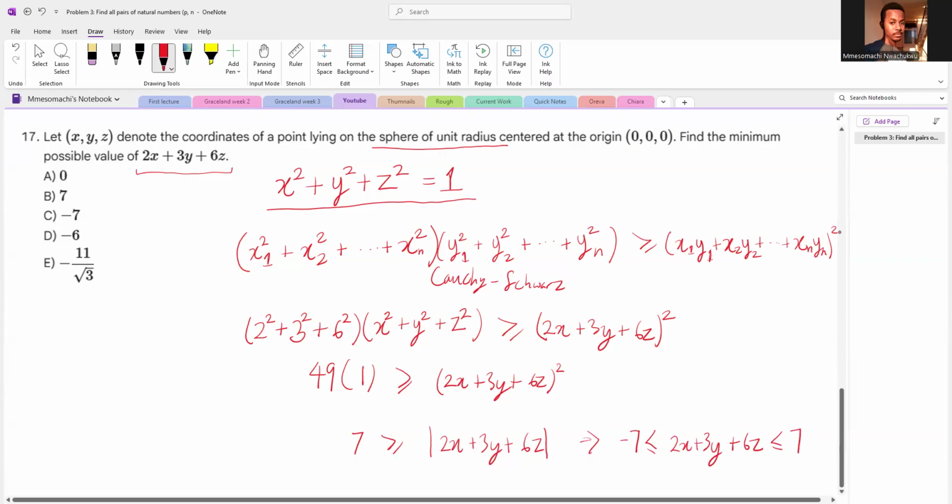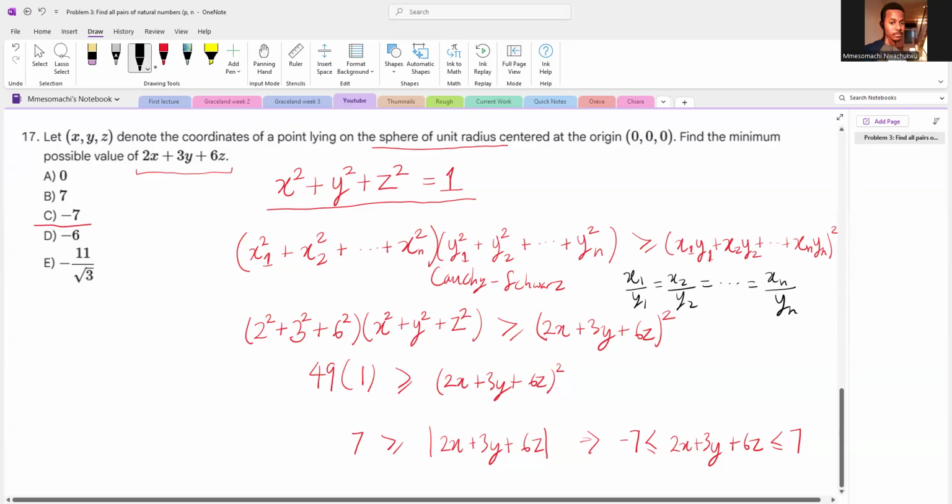Okay. So we have this inequality. So we have that the answer is most likely going to be minus 7. But when does equality hold for the Cauchy-Schwarz inequality? Okay, so equality holds when you have x1 over y1 being equal to x2 over y2, equal to xn over yn. Okay. So in this case, we can find a point where equality will hold. So let's try and find a point where equality will hold.